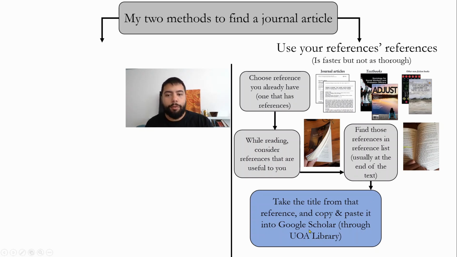Google Scholar is accessed through your university website. In the case of University of Auckland students, that'd be through the University of Auckland Library. So you copy and paste that title, and once you've pasted it, you should be able to find that source in Google Scholar. This works much better for journal articles, okay?